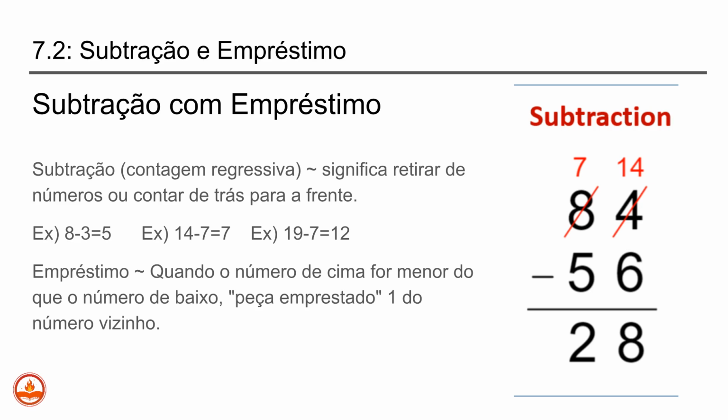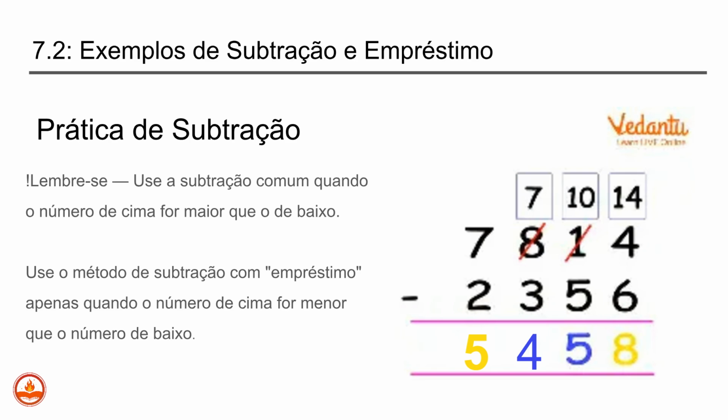So let's continue. So what is 14 minus 6? It's 8. And what is 7 minus 5? 2. So the answer is 28. And that's how you do subtraction with borrowing. Let's now continue with some tips and subtraction practice. Let's first go over the tips. Remember, use normal subtraction when the top number is bigger than the bottom number. Only use borrowing when the top number is less than the bottom number.